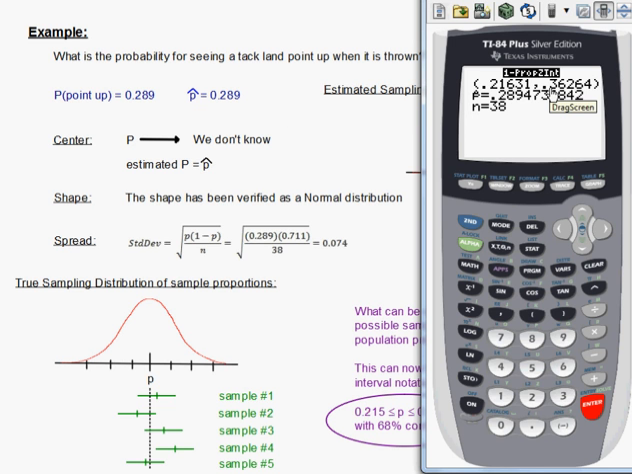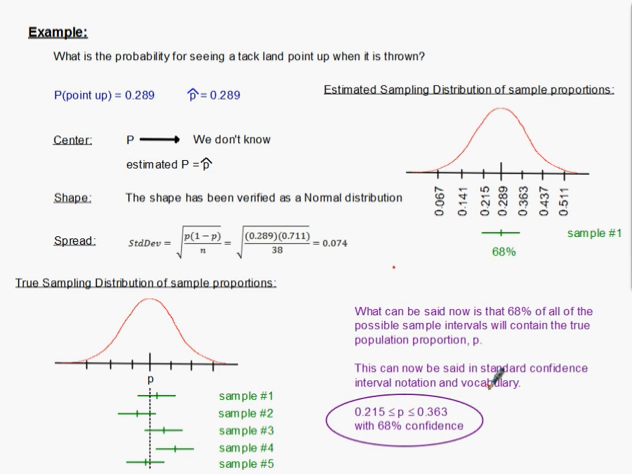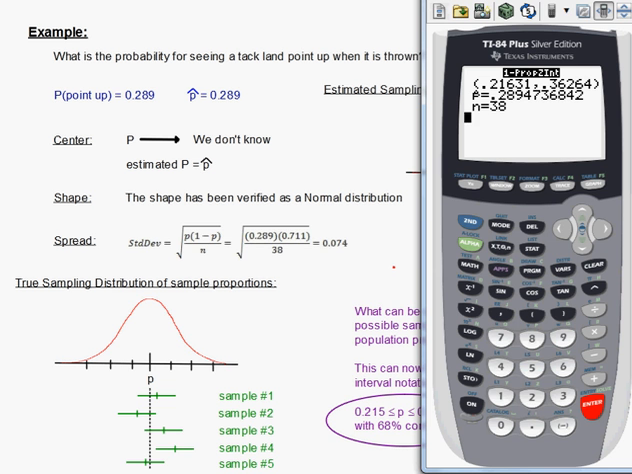And the upper bound is 0.363, which if we look over here is 0.363. So it's actually pretty straightforward. You just have to know which function to use. It gives you the sample proportion, and those are the two upper and lower limits for our confidence interval.